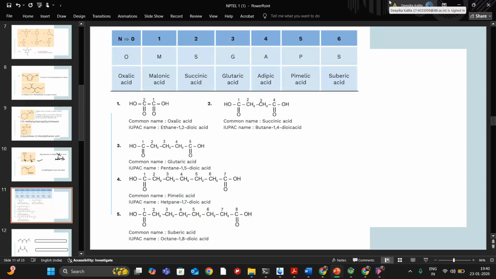Here I have listed a few carboxylic acid examples. Whenever you have a compound with two carboxylic acid groups, you can take a screenshot of this page if you want. If multiple carboxylic acid groups are present in your organic compound, you can remember the common names of these carboxylic acids as OMS GAPS.